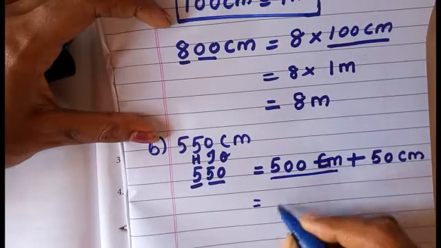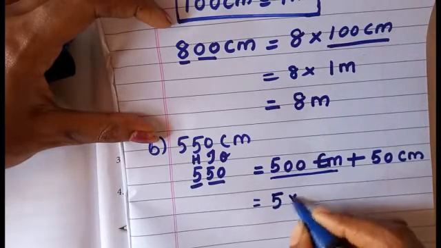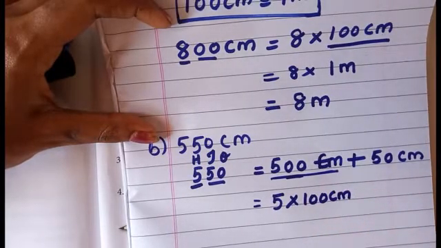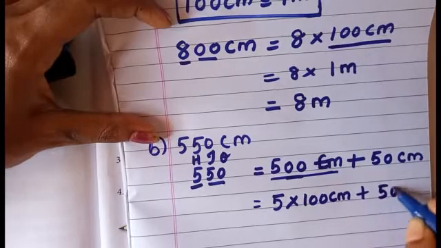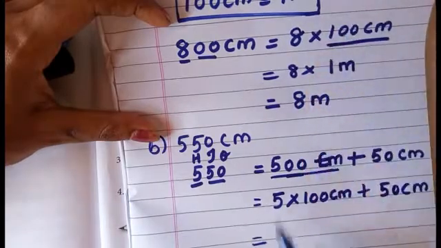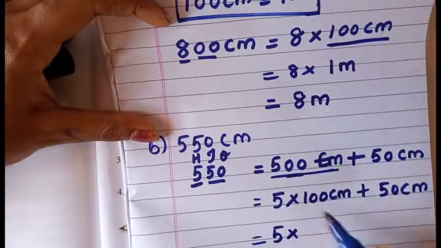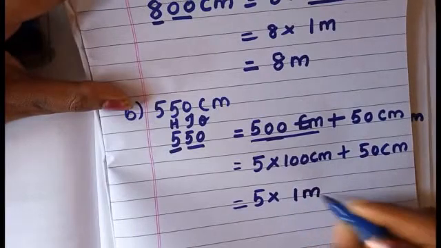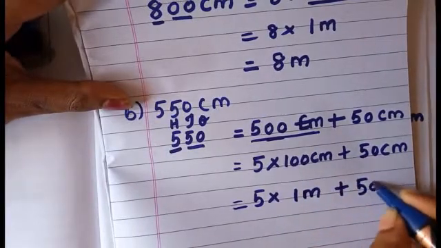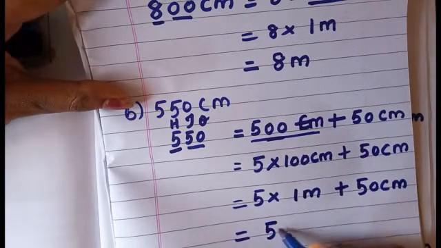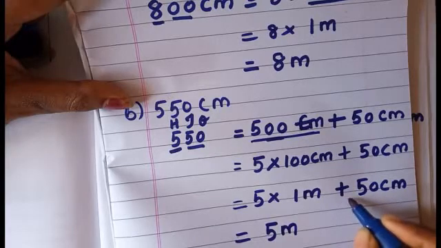500 centimeters equal to what? 5 into 100 centimeters, plus this 50 centimeters. Understood? Then it is the same model. This 5 into 100 centimeters equal to how many meters? Already you learned 100 centimeters equal to 1 meter. So you write 1 meter, plus this 50 centimeters. 5 ones are 5 meters. No need to write this plus.